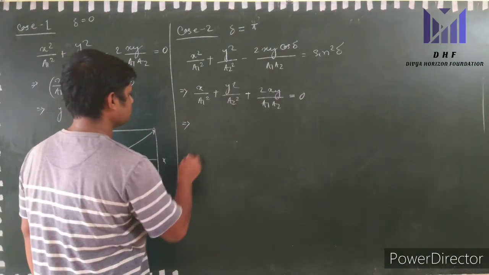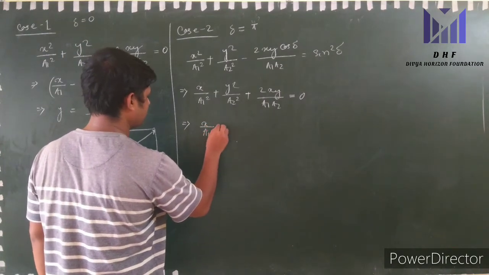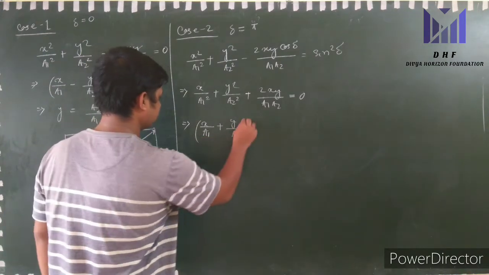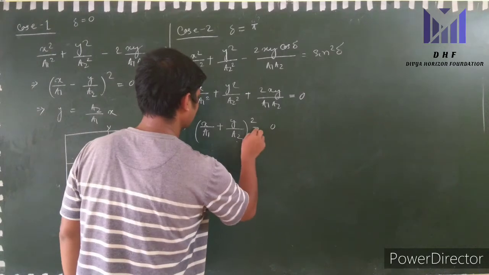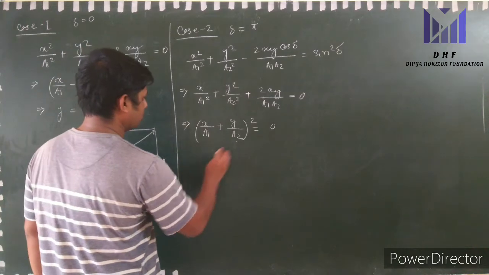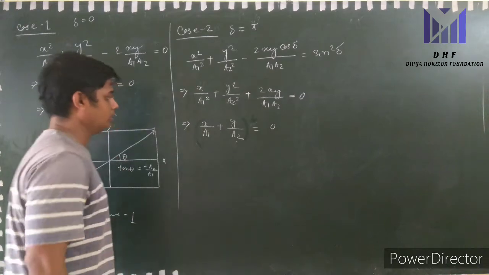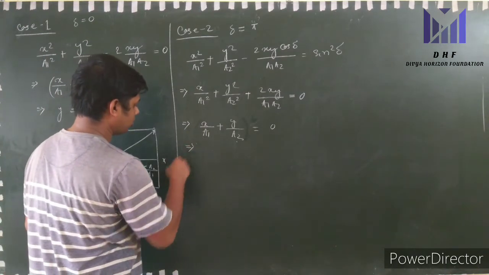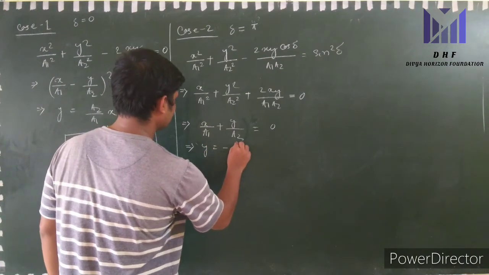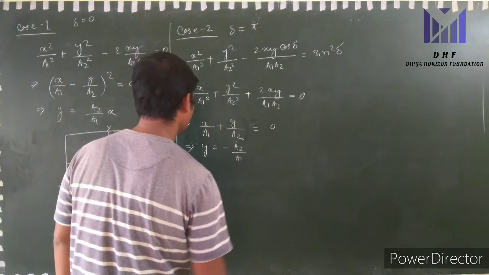Here this is the equation of a plus b whole square, that is x by a1 plus y by a2, whole square, is equal to 0. And if we remove the square, the equation will be like this. And if we write it in the form of the equation of a straight line, it will be y is equal to minus a2 by a1 into x. So this is the equation.